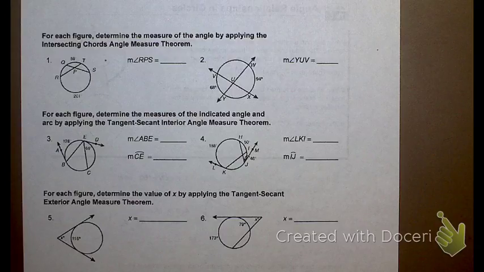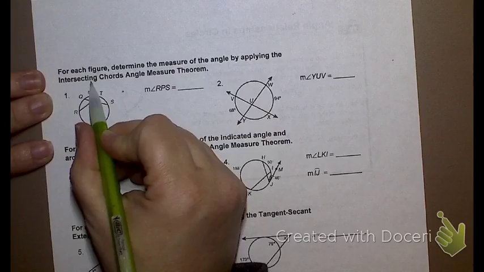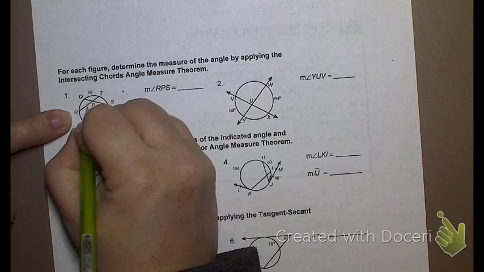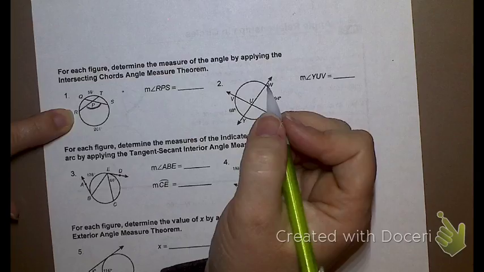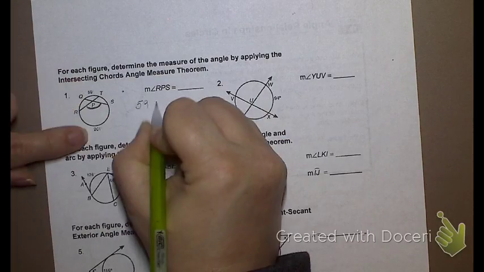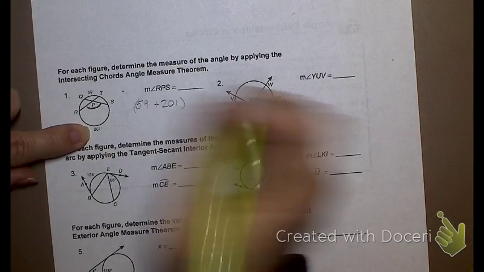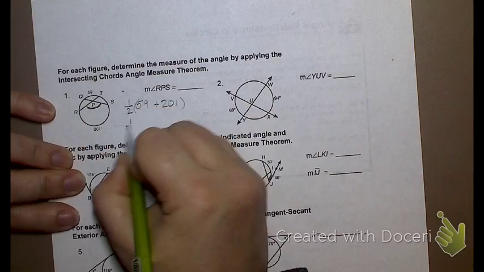So turning over to the back side now, you're going to try numbers 1 and 2 on the back side. All right, so this problem right here says determine the measure of the angle by applying the theorem. So we have the measure of angle RPS. So they're asking me for this angle in specific. So what do I know about that angle? I know that to find that angle, I take the two arc measurements, which are 59 and 201. I add them together and do what? Divide it by 2 or multiply by 1/2. So what is 59 plus 201?